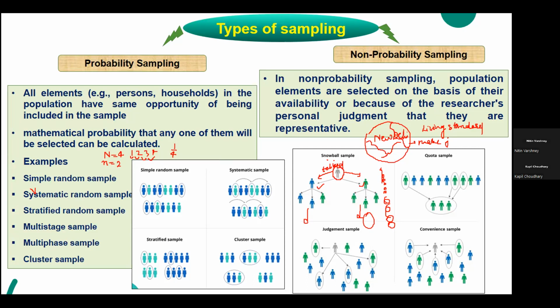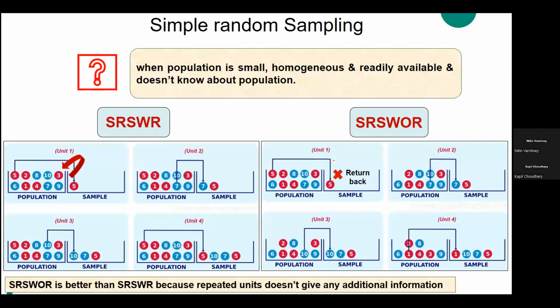Similarly, there is another non-probability sampling, quota sampling, in which the samples are collected on personal judgment, or we can say convenience and priority based. That is called non-probability sampling. Now we come to simple random sampling. In which situation is simple random sampling used? It is used when the population is small, homogeneous, and readily available. Means our population is available to us and we don't know anything special about the population. In this situation, we will go for simple random sampling.